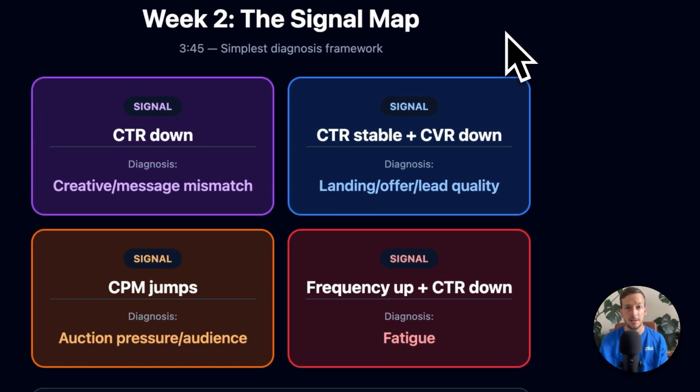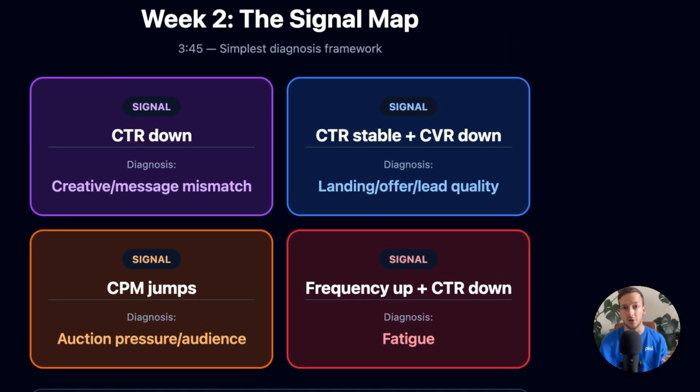Now, if your CTR is stable but you've got a low conversion rate, CVR stands for that, but we can use it, for example, for leads, for conversions on your website, for whatever, then it means that you probably have a landing offer or lead quality issue. Maybe you need to give it some extra optimization on that landing page. Maybe you want to make sure that your creative offer really aligns with the lead form or the landing page that you're using. Or maybe even make it easier for your users to convert once they land.